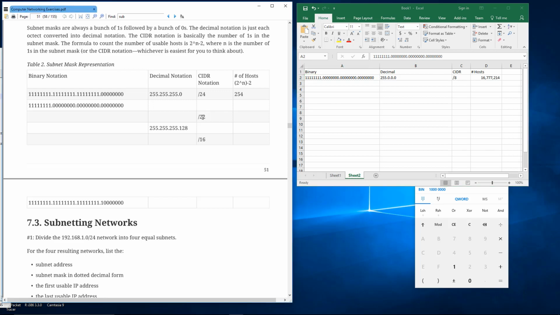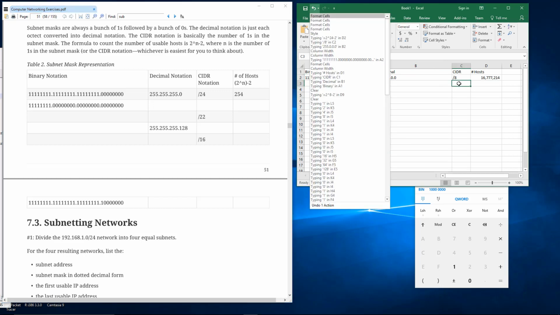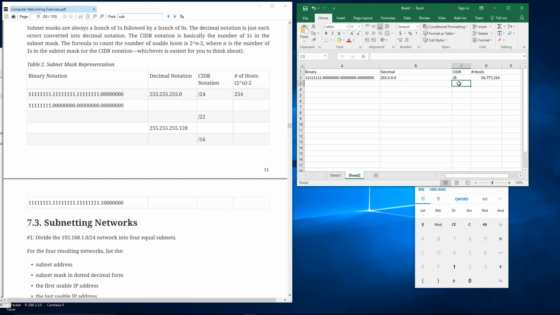All right, let's take a look at the next example. We've got /22. Num lock, that's what's screwing me up. Goodness gracious. Something's screwy with my keyboard right now. I think some of my keys are overridden. It's okay, I can deal with it.